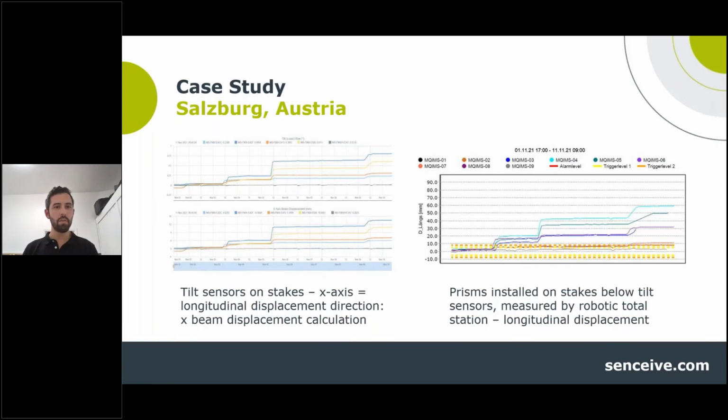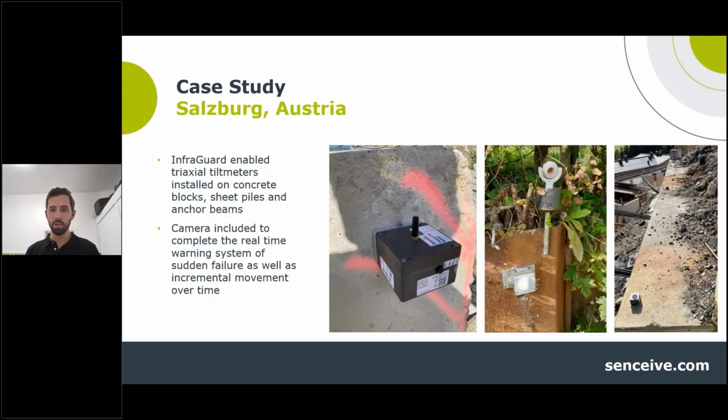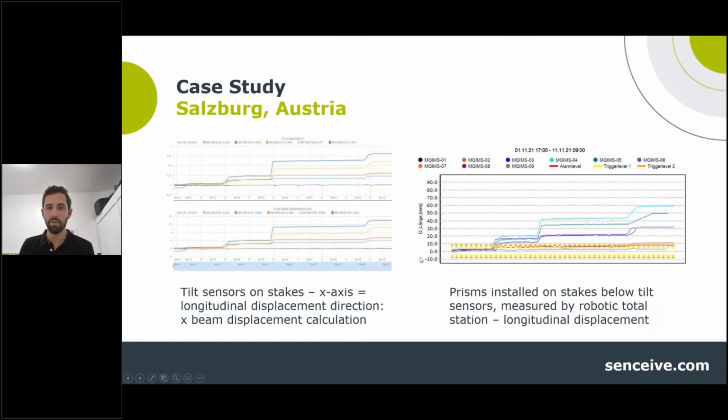So on the left-hand side, we have a screenshot from Web Monitor. If you're familiar with it, you can spot that. That is the tilt sensors on stakes showing successive movement while this project was going on. And then on the right-hand side, we have prisms, which are being monitored by robotic total station. You can see there's a very nice and tight correlation between the tilt nodes and the prisms. You can see in the middle photo here, there were prisms in a lot of areas installed to complement what the tilt nodes were doing on this project. And that verification of that movement can be seen between the two.